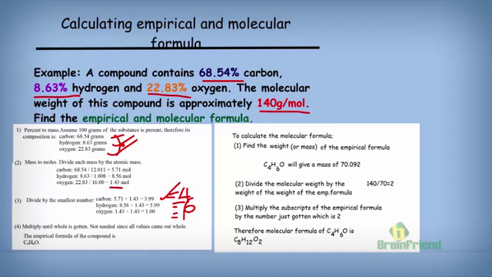And because these are all present in whole numbers already, we don't need the fourth step. We don't need to multiply by any whole number. So it means that for carbon, we have 4 atoms. For hydrogen, we have 6 atoms. And for oxygen, we have just 1. So this is the empirical formula of this compound that was given to us in this problem.